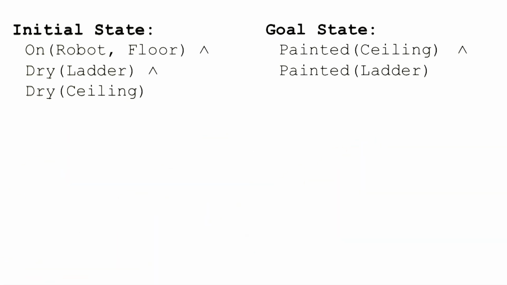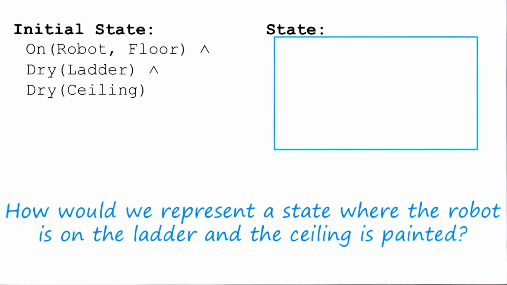Let's now ask, how can the robot come up with a plan? Now that we have learned how to specify the initial state of the world and the goal state of the world, let us do an exercise in specifying other states of the world.